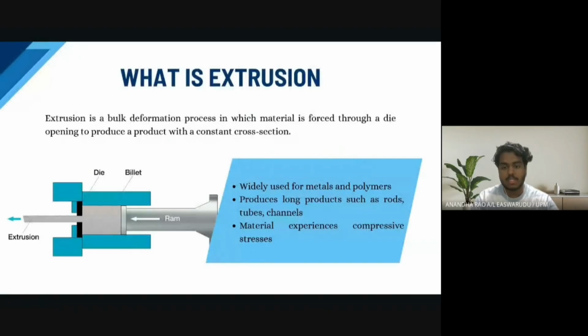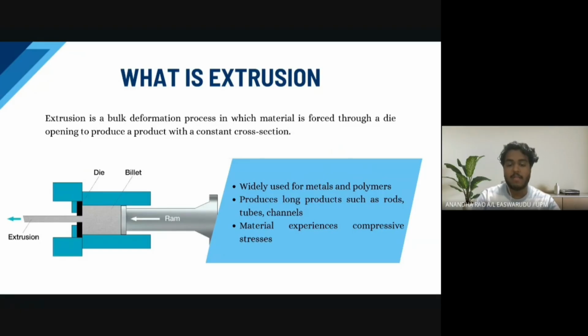Okay, first, let's see what extrusion is. Extrusion is a manufacturing process in which the material is forced through a die opening to produce a product with a constant cross-section. This process is commonly used for both metals and polymers. Examples of extruded products include rods, tubes, pipes, channels, and window frames. One important point is that extrusion mainly involves compressive stresses, which allows large deformation without failure.